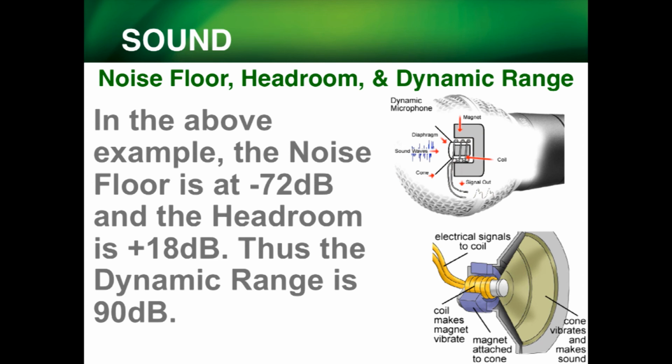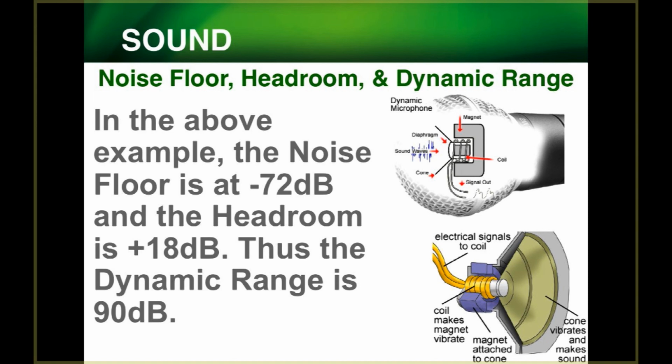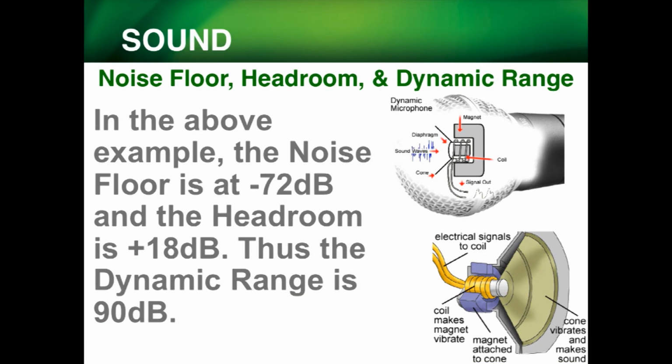So looking at the example that I just gave 2 slides ago, if our noise floor is minus 72 dB and our headroom is plus 18 dB, that means we have a dynamic range of 90 dB. Because if you take that minus 72 below the nominal level and add it to the plus 18 above the nominal level, that gives us a 90 decibel range that this microphone or the speaker system or whatever system is capable of working with. And that's about it.